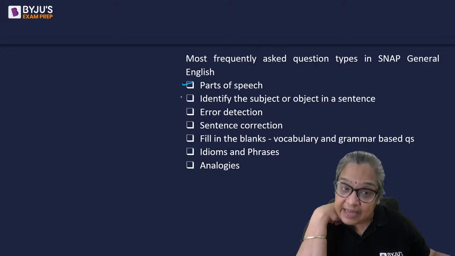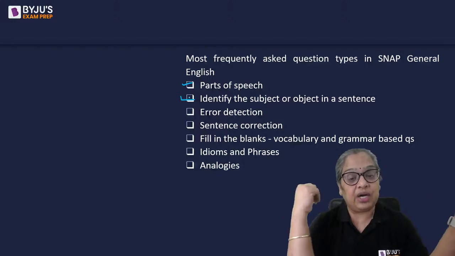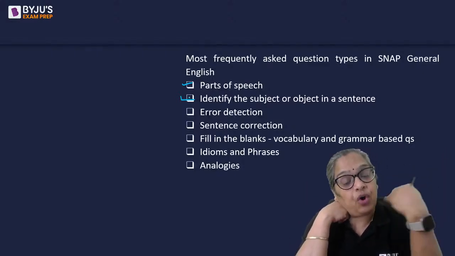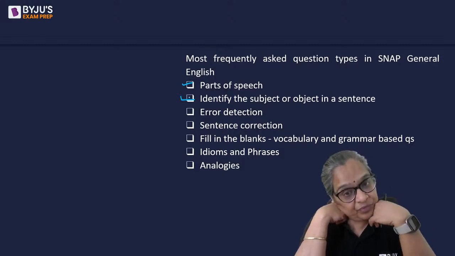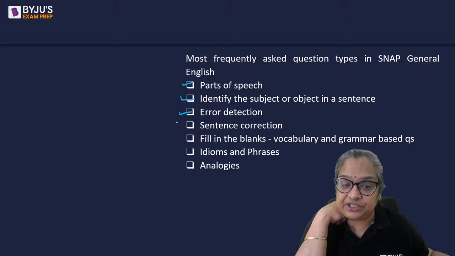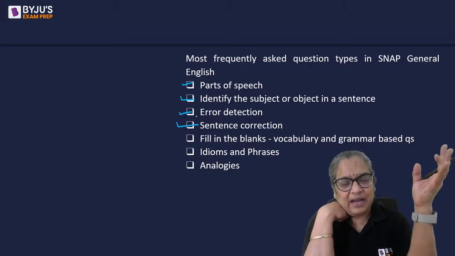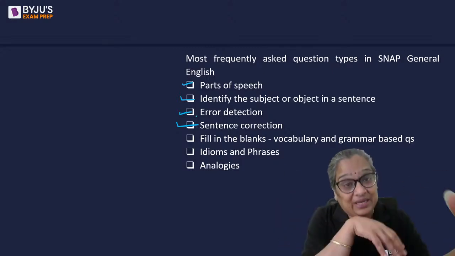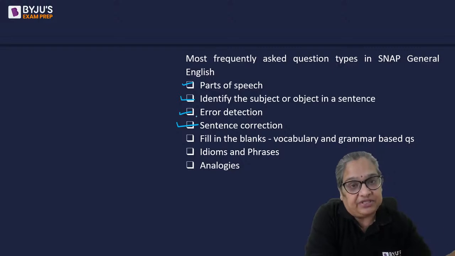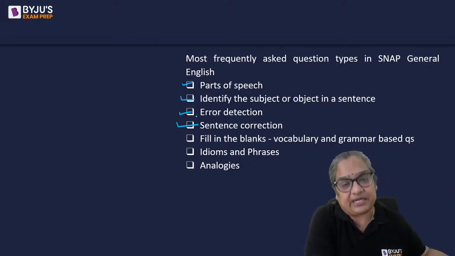All right. Sometimes, in a couple of years in SNAP, they have given you a sentence and asked you to identify the subject or the object. Most common, of course, is error detection or sentence correction. Very little difference between the two. In one, you are actually correcting the error. In the other, you are only spotting the part which has the error. So a sentence can be divided into 4 parts and you are asked which part has the error.